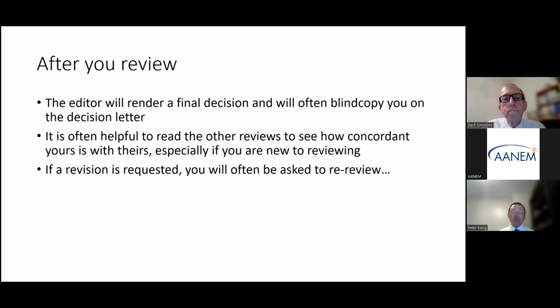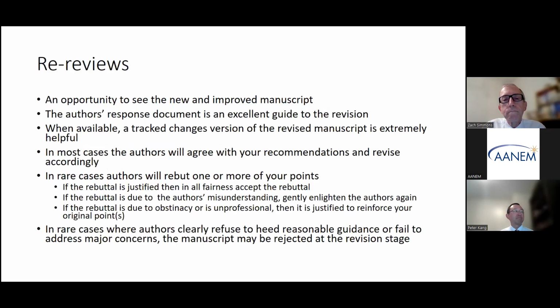If a revision is requested, you will often be asked to re-review, and you might be seeing this again. So re-reviews, this is an opportunity to see the new and improved manuscript. The author's response document is an excellent guide to the revision, and I rely on that document heavily. When available, a track changes version of the revision is really helpful to me so that I can see what's been changed. In most cases, authors will be pretty agreeable, go along with your suggestions, revise accordingly.